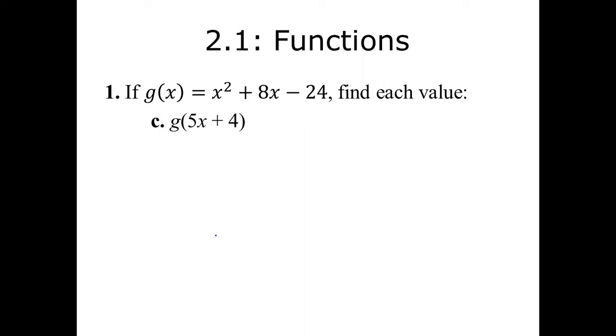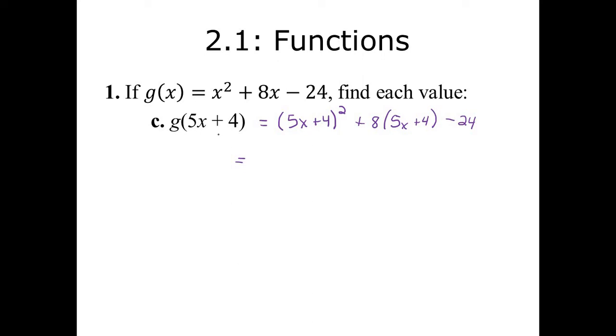And then the last one, the function g evaluated at 5x plus 4. So wherever we see an x, we'll replace it with a 5x plus 4. So we have (5x plus 4) quantity squared, because we're not just squaring the 5x or the 4, we're squaring all of it because we're replacing this x with 5x plus 4, plus 8 times (5x plus 4) and subtracting 24. So here we get (5x plus 4) squared.